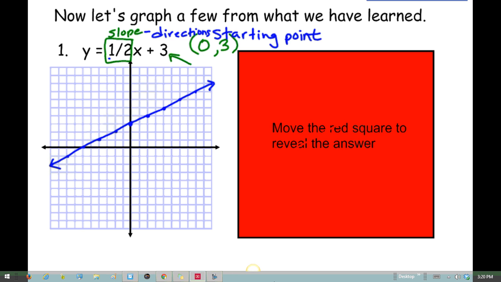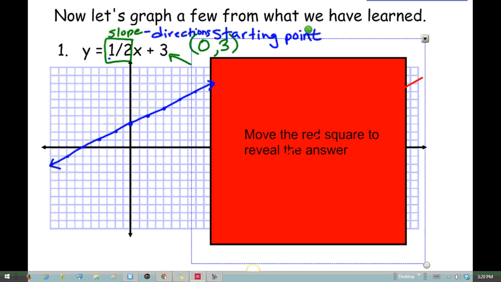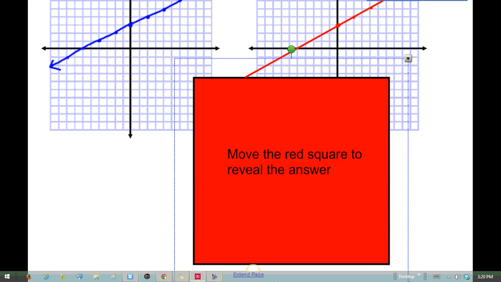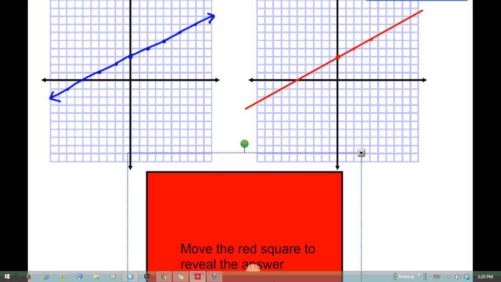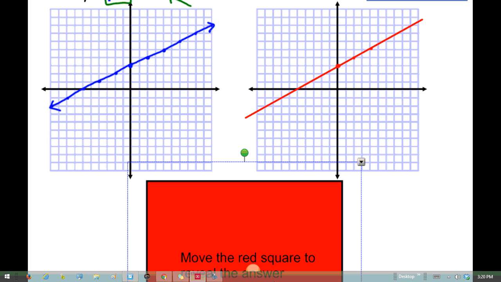Now if I move this red square, let's see if our graph that we just made matches the answer. And it certainly does. It goes through (0, 3), and I am rising 1 and running 2, just like my slope asked me to do. Those were the directions my slope gave me.